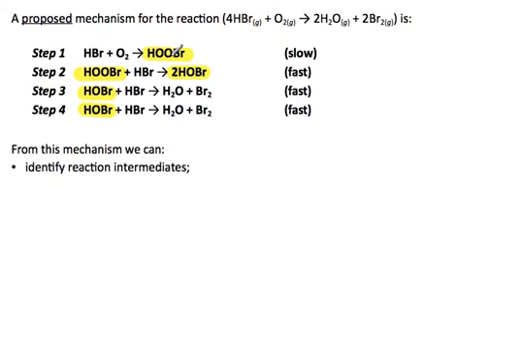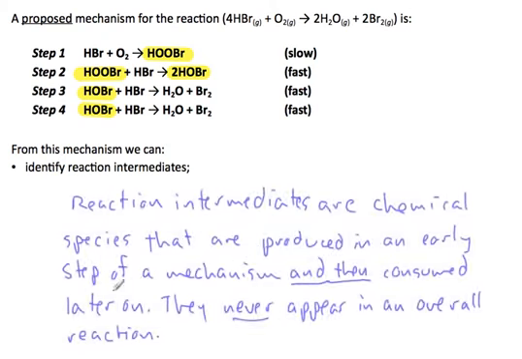So the reaction intermediates, as I mentioned, are chemical species that are produced early in a step in a mechanism and then consumed later on. So they never appear in the overall reaction. So that allowed us to get rid of these intermediates and be left with what would appear in the overall reaction. So reaction intermediates will be seen in the mechanism but will not be seen in the overall equation.